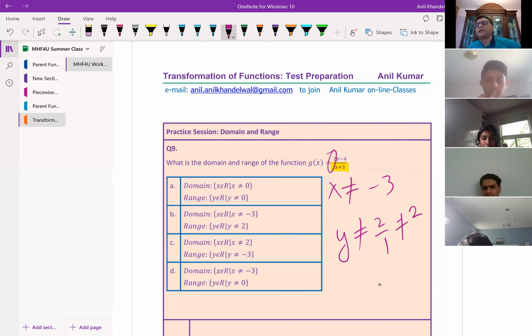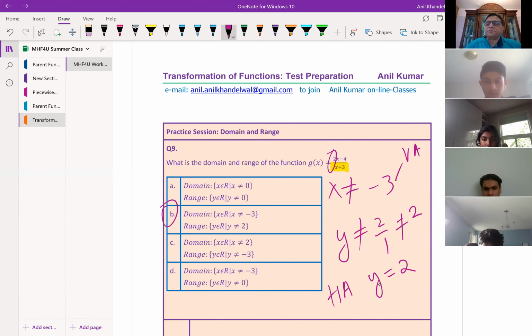So we'll teach you in rational functions how we find the horizontal asymptote, right? This gives you the vertical asymptote, and the horizontal asymptote in this case is y is equal to 2, right? So which is not there in our domain, which is not there in the range. So range: y is not equal to 2, and x not equal to -3. I think that is the right answer, correct?